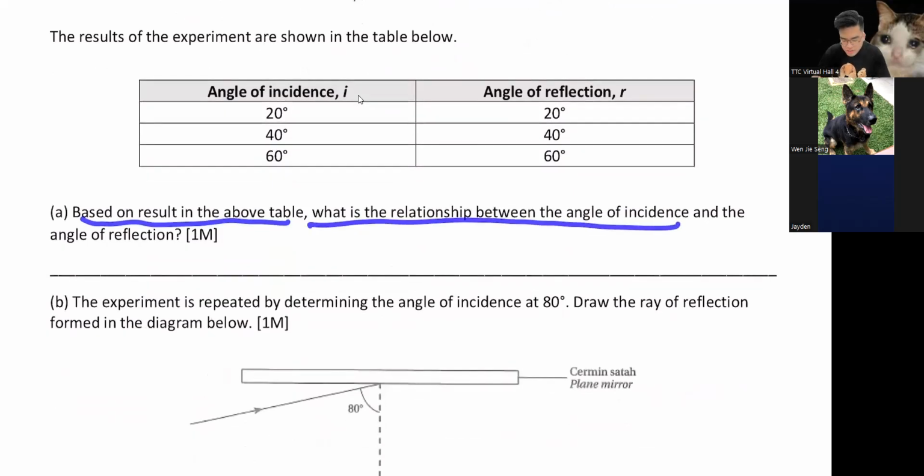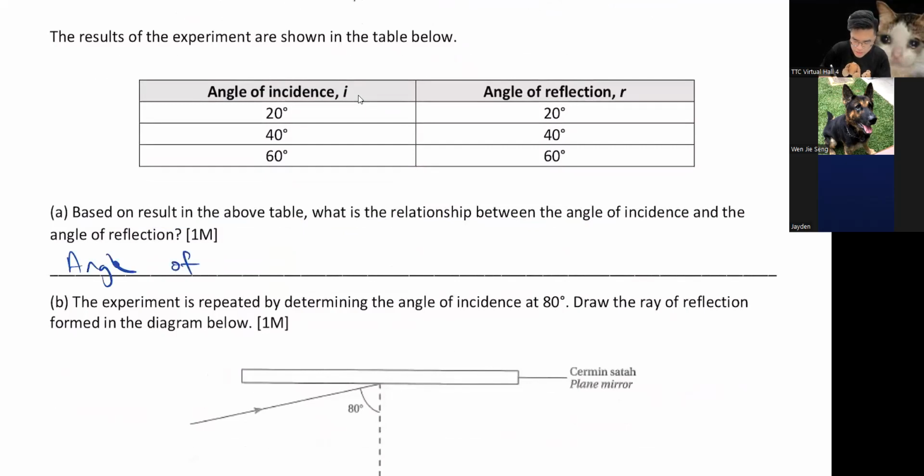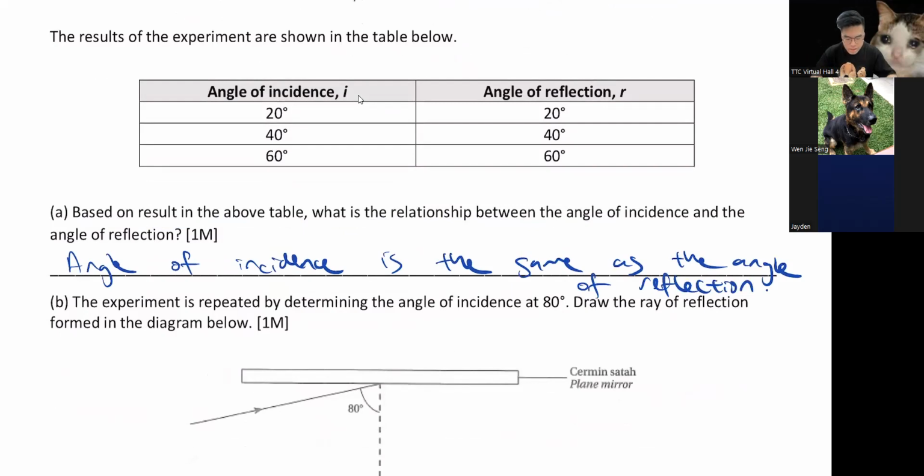Really important. So A, based on the result in the table above, what is the relationship between the angle of incidence and the angle of reflection? As I said just now, angle of incidence is the same as the angle of reflection. Whatever you go in, that's the coming out one. So both will be the same angle.